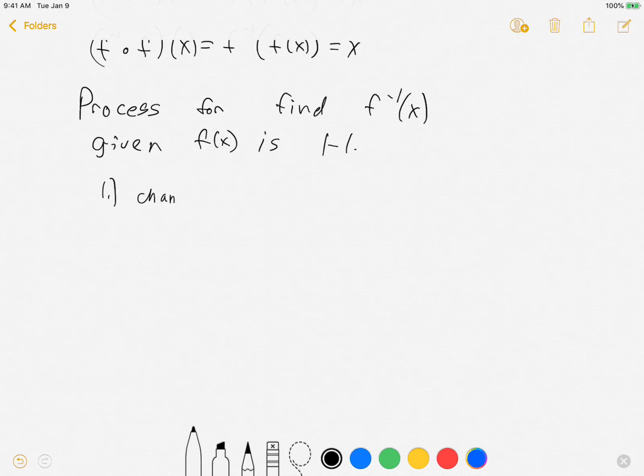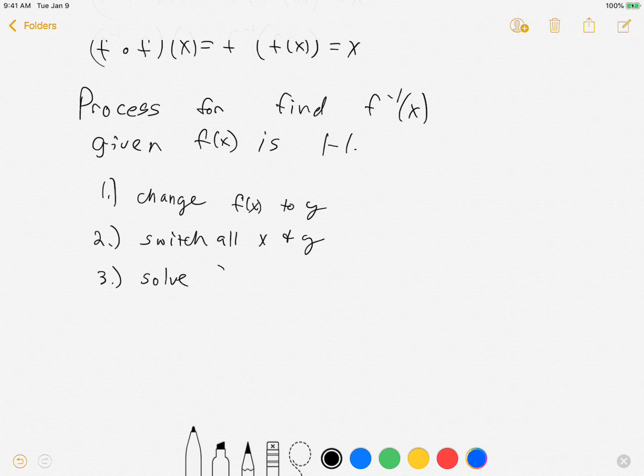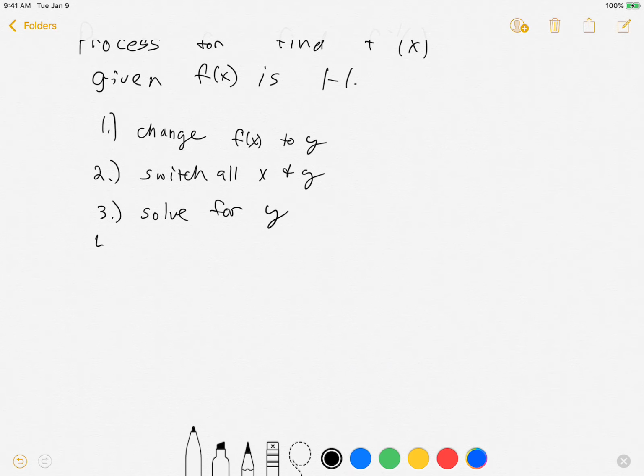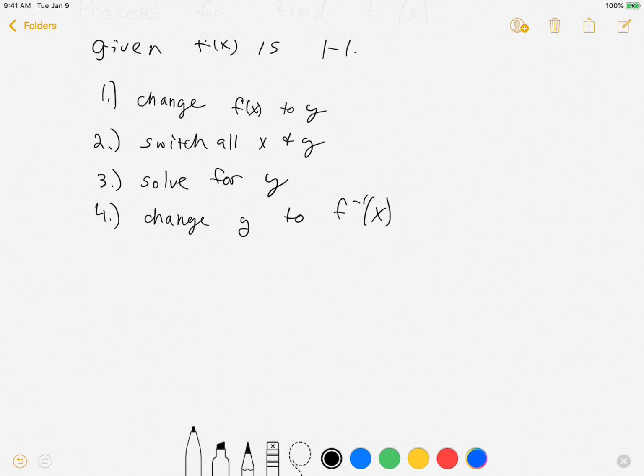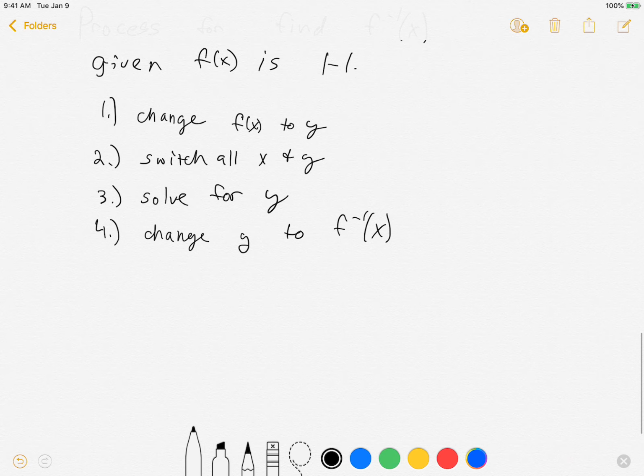Okay, here's the steps. There's only 4 steps, and 3 of them are very easy. First step is change f of x to y. Second step is switch all x and y. Step 3, solve for y. That's the one that can be kind of lengthy. And step 4 is change y to f inverse of x.